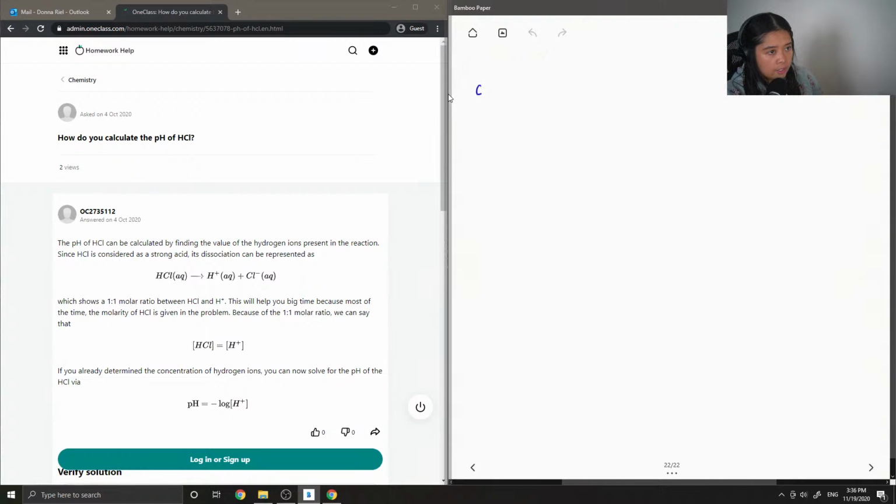Okay, so question 8 asks, how do you calculate the pH of HCl? Okay, so HCl is hydrochloric acid. And to help us understand how to answer this question, first I'm going to write hydrochloric acid as if its ions were dissociated in water. So breaking up HCl into its ions, you get a proton, which is H+, and also a chlorine ion.